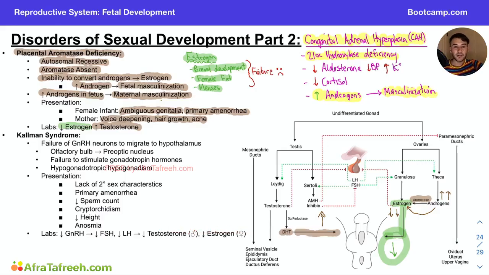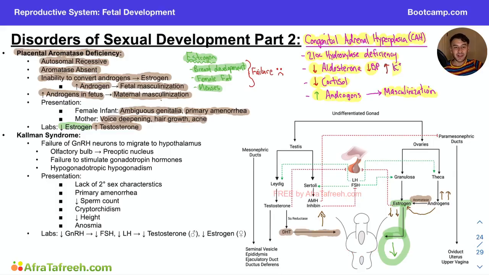However, in congenital adrenal hyperplasia with 21 alpha hydroxylase deficiency, we would also expect to see decreased aldosterone because of the abnormal shunting, which would cause decrease in blood pressure and increase in potassium, and we would also expect to see decreases in cortisol. And this is a great way to separate it from aromatase deficiency, which is only going to show the masculinization features without those additional blood pressure, potassium, cortisol findings.